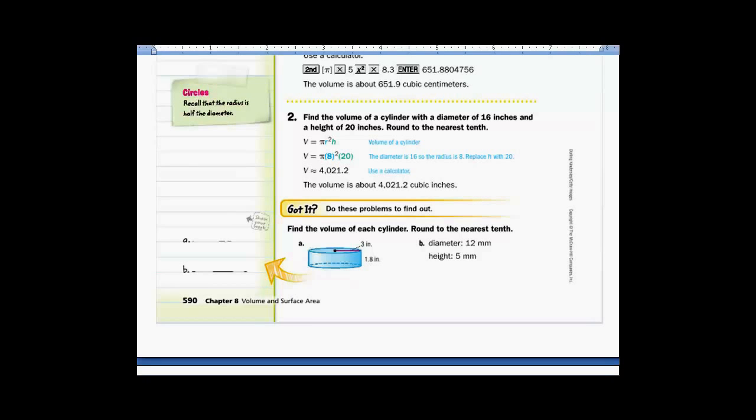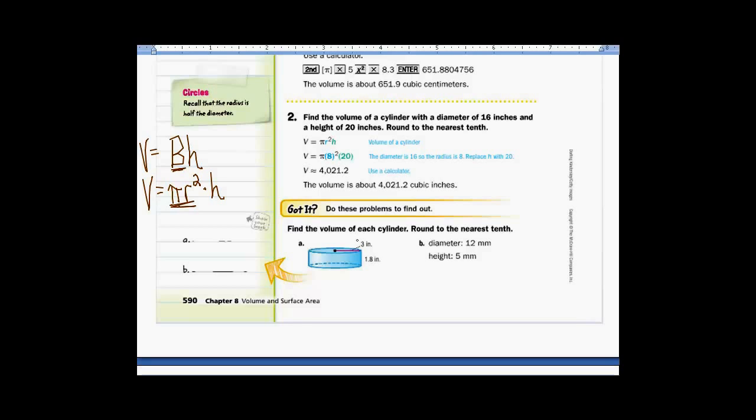Okay, back with me. They talk about the volume of each cylinder. So area of the base times the height. Again, we're using the same formula: area of the base times the height. That's what volume is. Since we're talking about cylinders, the area of the base is pi times radius squared, times the height.